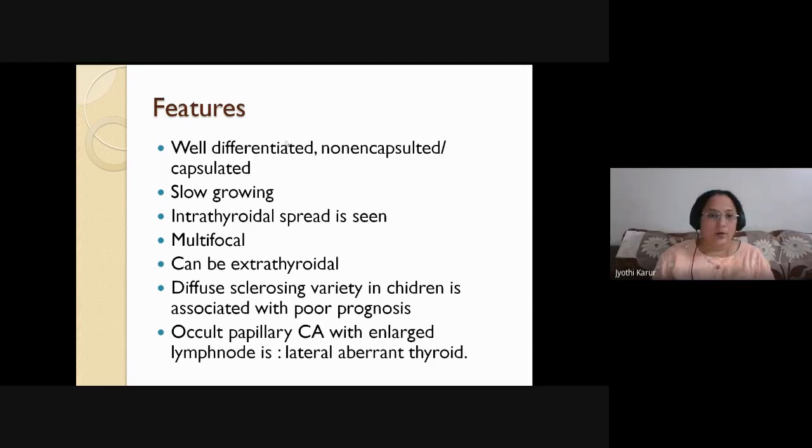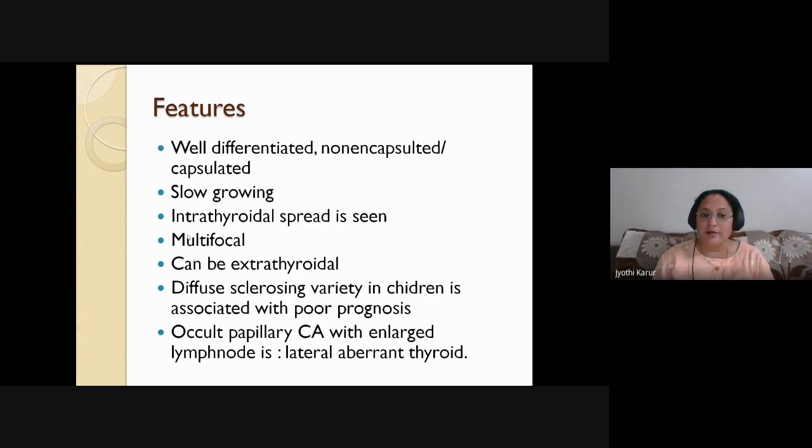Good prognosis. However, if it is well differentiated, it means that it has good prognosis. A few books mention most of the papillary carcinomas are non-encapsulated, but in a few cases they can be encapsulated also. They are very, very slow growing. It takes years for papillary carcinoma to get diagnosed. They are very, very slow growing tumors and they are multifocal.